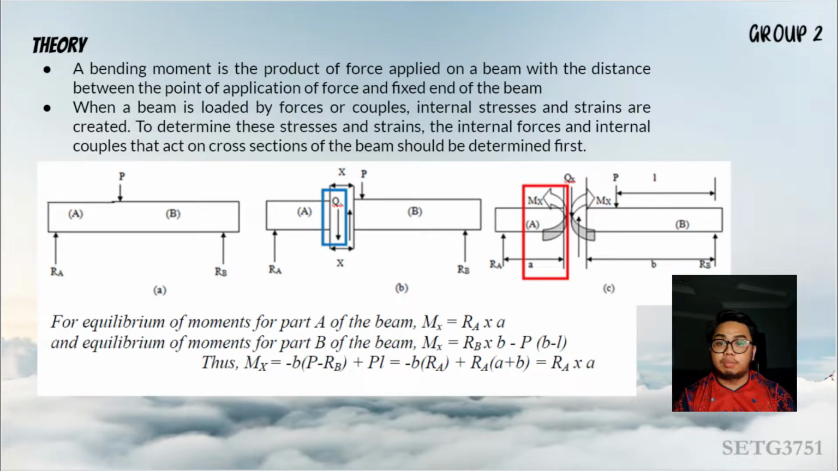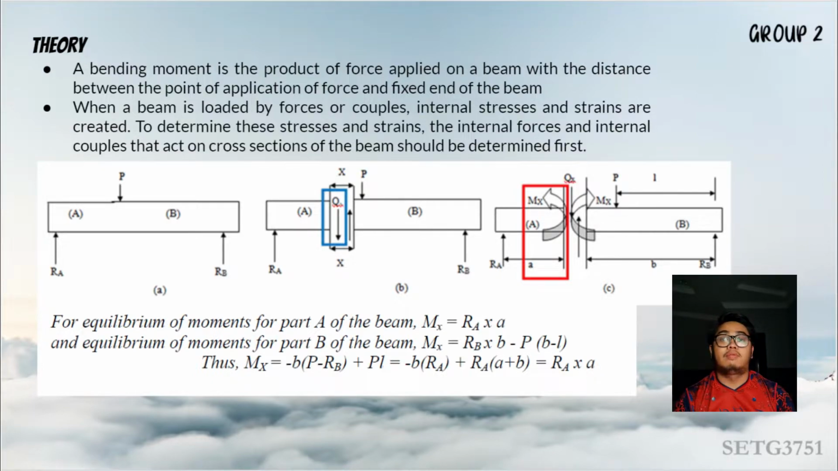When a beam is loaded by forces and couples, internal stress and strains are created. So let us take a look at these figures labeled figure A, B, and C. Consider this cantilever beam is cut through by a vertical force P, which is figure A. Now imagine that beam is cut through at the cross section S as in figure B. So Qx, which is the shear force, and the bending moment are assumed to be positive in the directions as shown in B and C respectively. The positive direction is vice versa if the right hand part of the beam is considered.